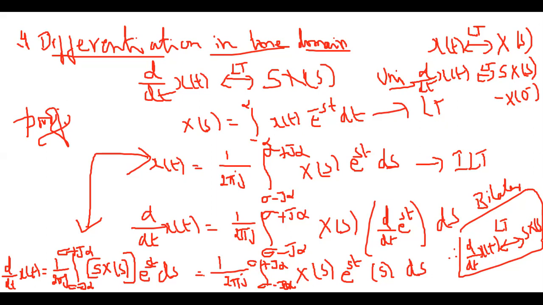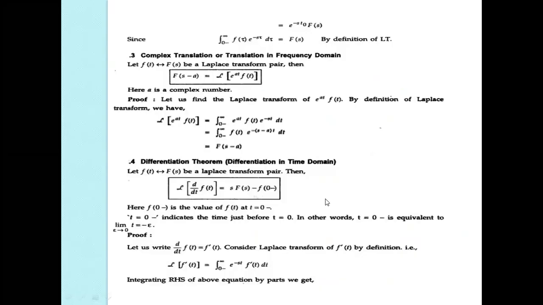Now see the unilateral Laplace transformation property here. Here the function f of 0 minus is the value of f of t at t is equal to 0 minus. The t is equal to 0 minus indicates the time just before t is equal to 0. 0 minus means just before 0, and 0 plus means just after 0. In other words, t is equal to 0 minus is equivalent to the limit epsilon tends to 0 of t is equal to minus epsilon. Got it, my students?